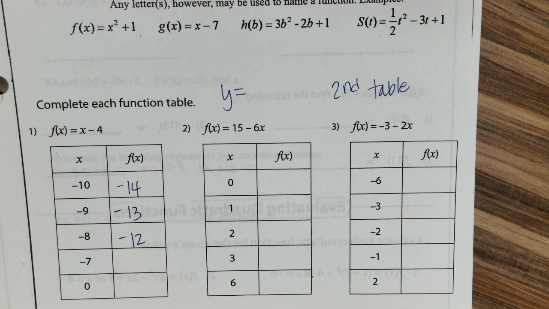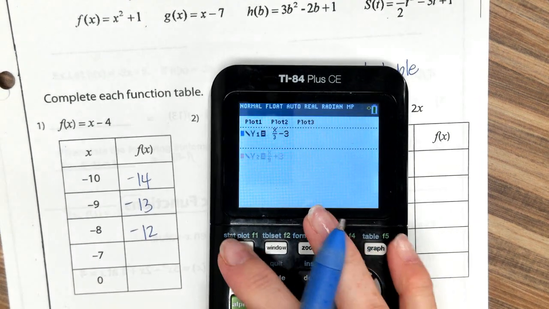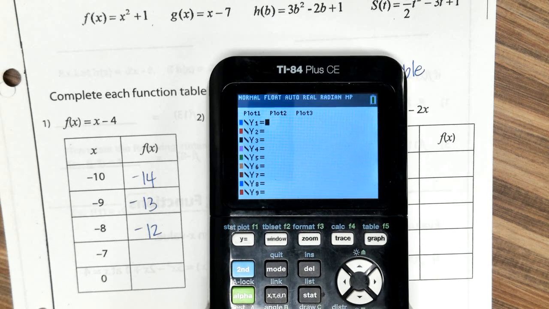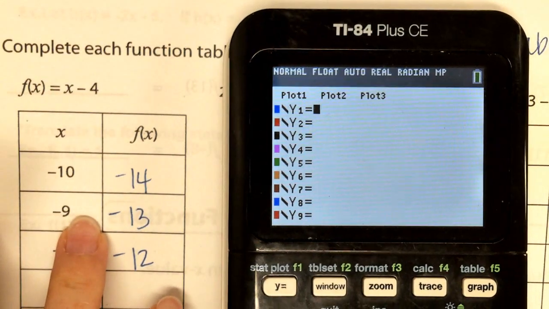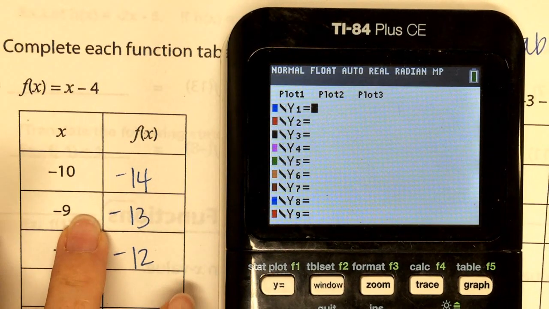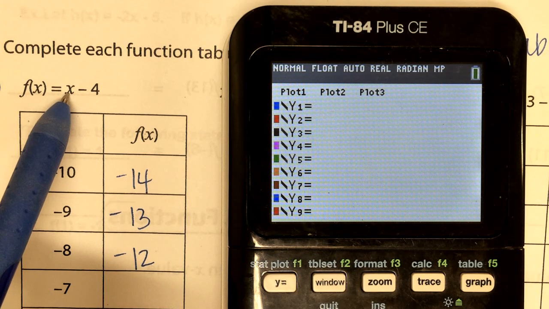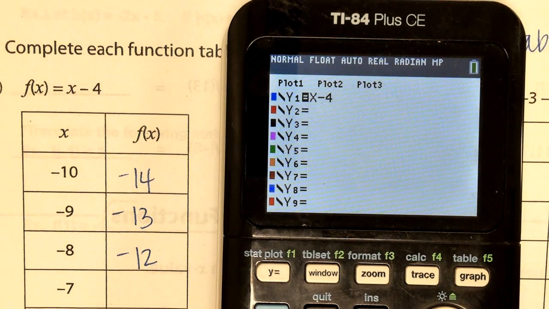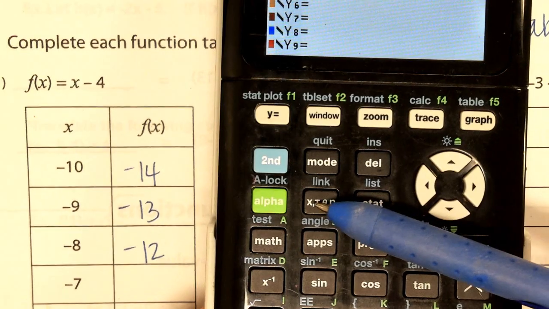So get your calculators, turn them on. So for number 1, go to y equals. If anything's there, please clear out everything. It needs to be an empty table, an empty y equals. Okay, everybody there? You're going to type in the rule. What's the rule? X minus 4. So type in X minus 4. And y'all remember where the X button is, right? Right here? There we go with X.